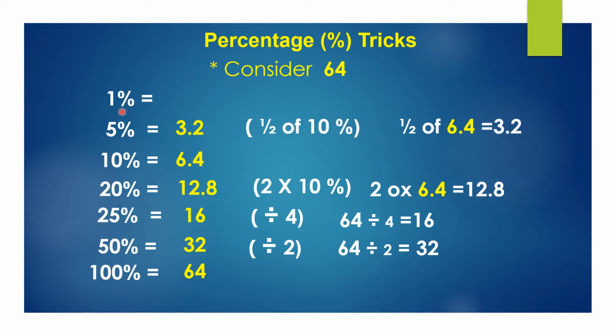Now 1%. 64 by 100 means we have to put a decimal after 2 digits from the right hand side. So it will be 0.64. See here, you can observe we did not do any working like 20 by 100 into 64, reducing to the lowest terms. Nothing we have done. Starting we found out the 10%. From that we can easily get all the other percentages. So once you practice this kind of thing, by looking at the question, we will get the answer.